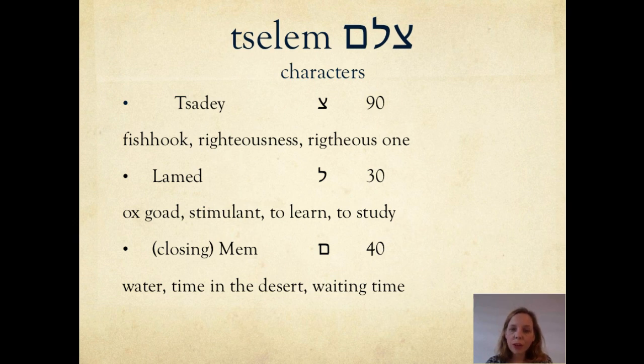And in the end we find the closing mem, and mem stands for water, for time in the desert, for the passing of time, and desert time is waiting time, waiting on God, waiting for deliverance, for the entrance of the promised land. And it is important that during those waiting times we learn to be righteous. We stay righteous. We're not focusing on our own problems or the things that we don't have. We are created in the likeness of God, and that also gives us responsibility to be righteous and to take care of other people.